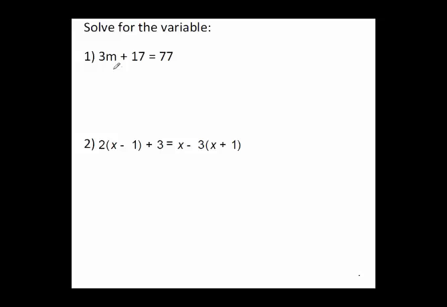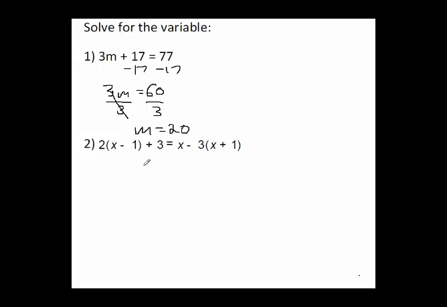Since this is an m over here in question number 1, first thing you got to get rid of is this other term, so subtract 17 from each side. So you've got 3m equals 77 minus 17, which is 60. Then you need to get rid of the 3, which is being multiplied by the m. So we can divide each side by 3 in order to cancel that. And you have m equals 20.